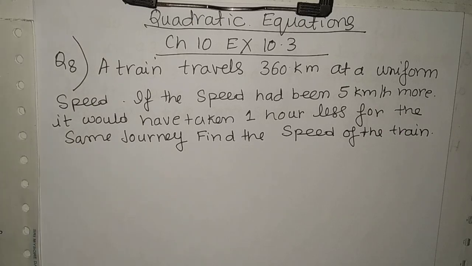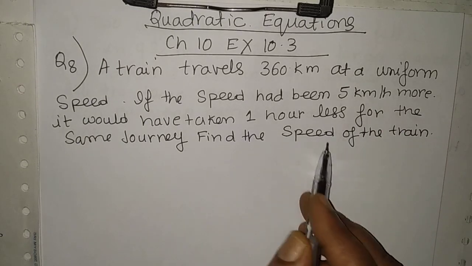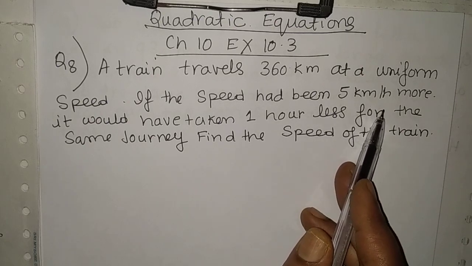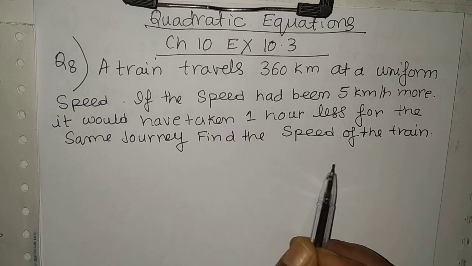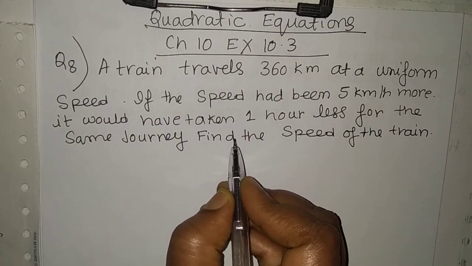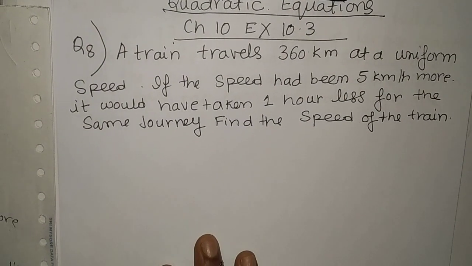We'll see question 8. A train travels 360 kilometers at a uniform speed. If the speed had been 5 kilometers per hour more, it would have taken 1 hour less for the same journey. Find the speed of the train.